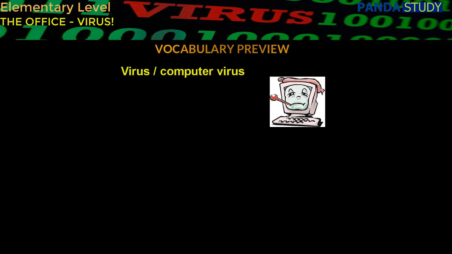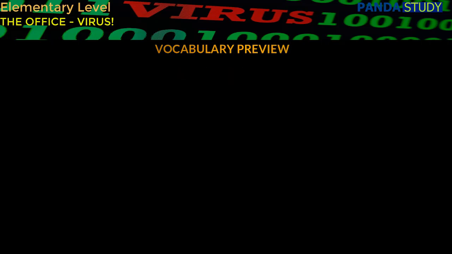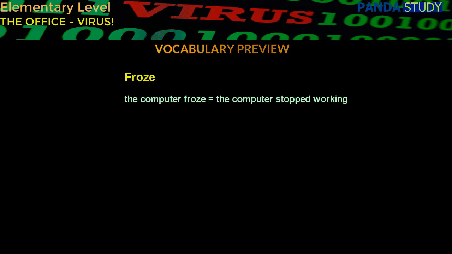Actually, a computer virus is a program that is designed to harm or to damage your computer. Oh, I see. Okay, well, thank you for being so technical. That's the technical explanation. Okay, let's take a look at our second word for our preview today, and that would be froze. So if your computer froze, it means that your computer stopped working. Your applications or your programs stop working and you just can't do anything. Your computer's broken.